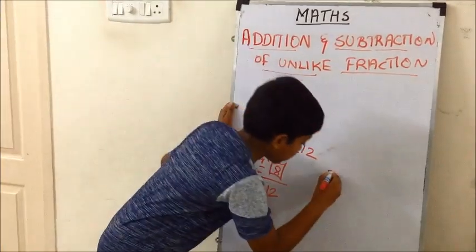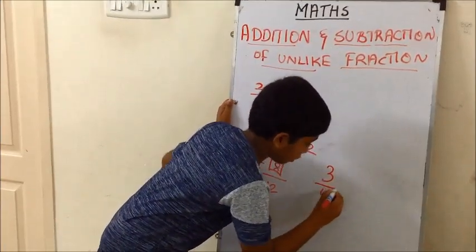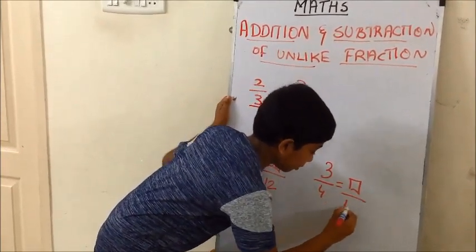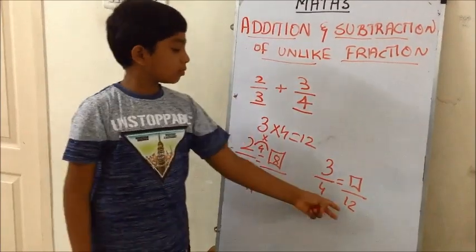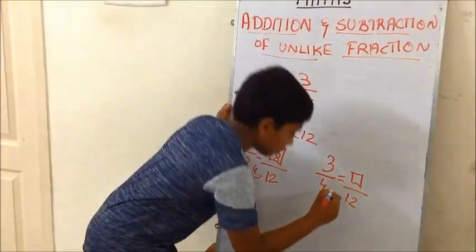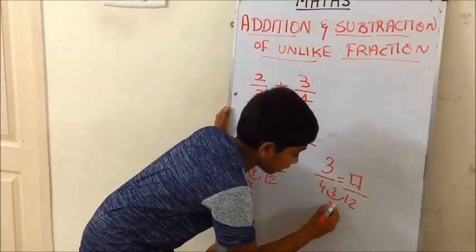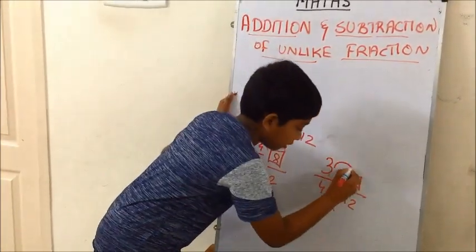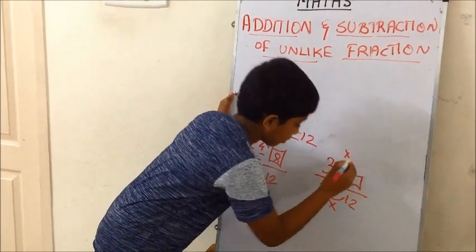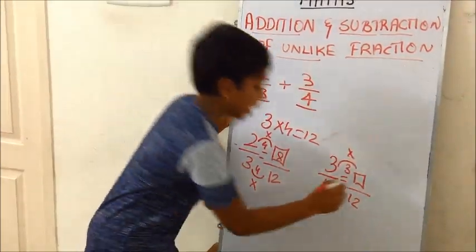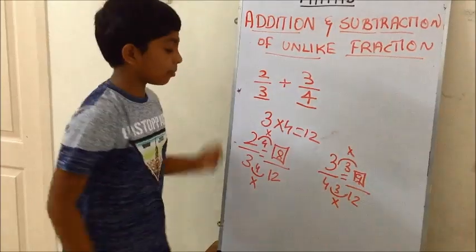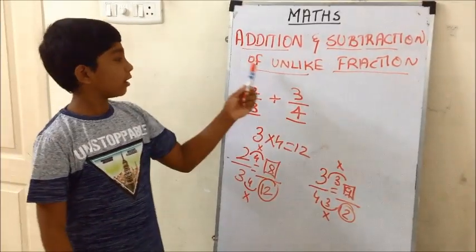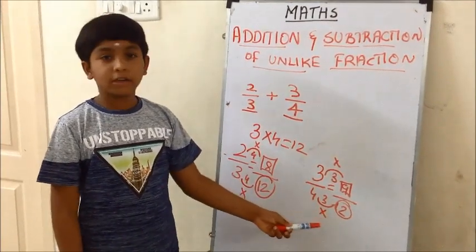Next is 3 by 4. 3 by 4 is equal to box by 12. In 4 tables, 12 will come in 3rd time. We need to multiply 3 with the numerator and the denominator. 3 into 3 is equal to 9. So 9 by 12 we have got. So now we have converted the unlike fraction into like fraction.